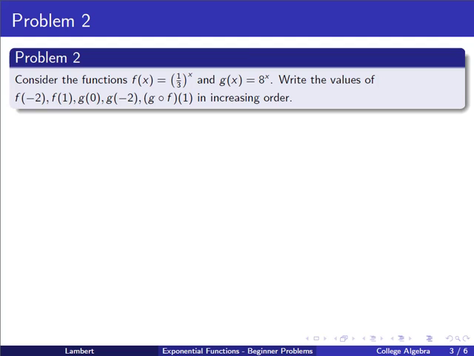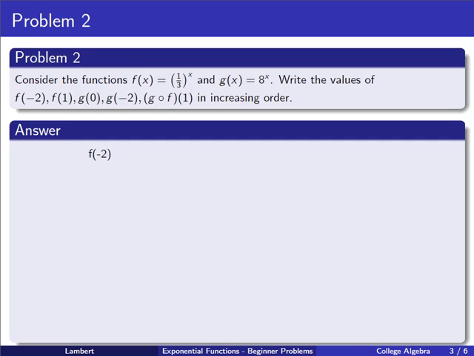So we'll begin with f of negative 2. If you have f of negative 2, notice negative 2 has replaced the x. So essentially this is just 1/3 to the negative 2 power. And what does that mean? Well, with the negative 2, you can flip the base. So instead of 1/3, we'd have 3. So this is 3 over 1 squared. And 3 over 1 is just 3, so this is 3 squared, which is 9.